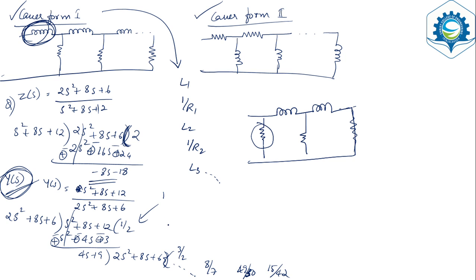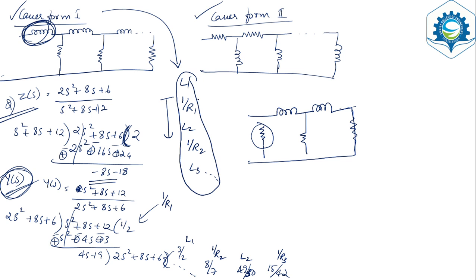So, in this particular question, your answer will be starting from the second step onwards. That is 1 by R1, L1, 1 by R2, L2 and 1 by R3. So this is something that you have to know. For the Cauer form 1, in the actual case it is starting from L1, 1 by R1, etc. But since you got negative terms, you had to reverse it.